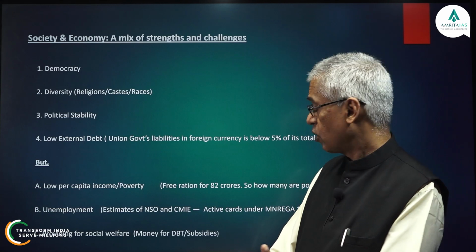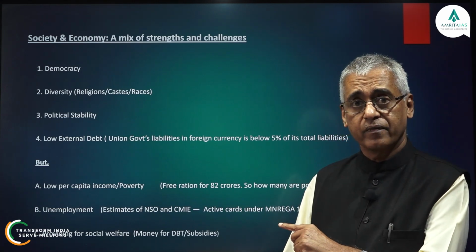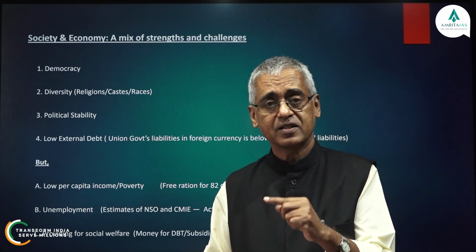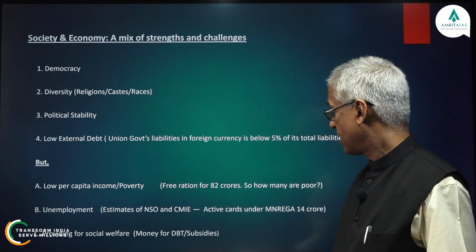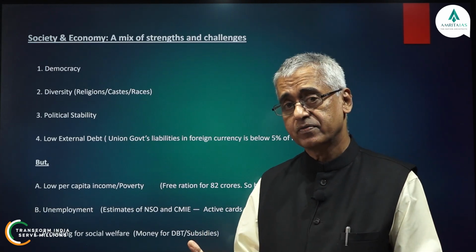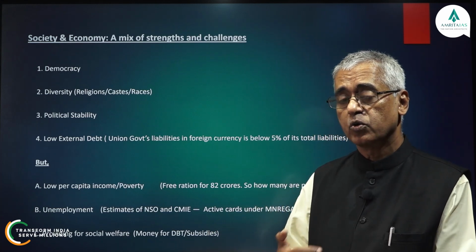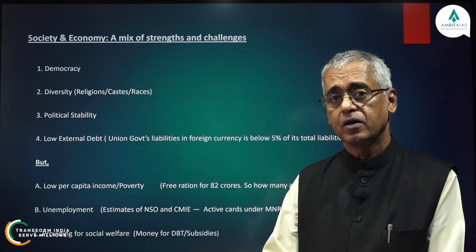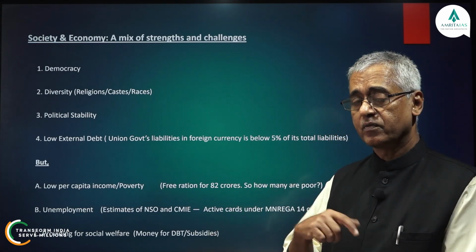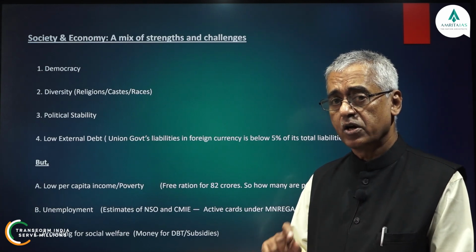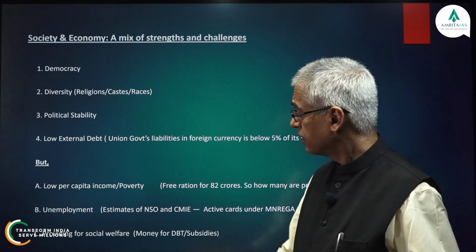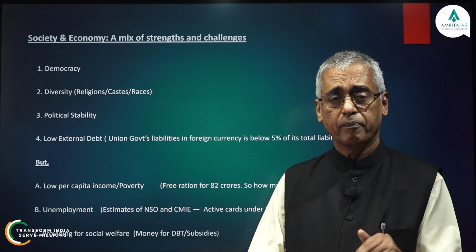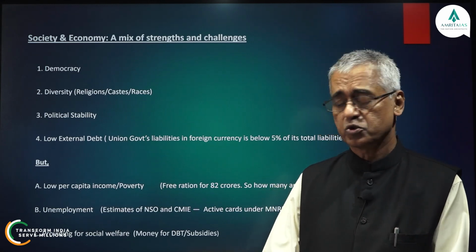But then we also have the situation of the active cards under MGNREGA, which is a job guarantee scheme in the rural areas. There are 14 crore active job card holders who are looking for employment at minimum wages under the Rural Employment Guarantee Act, the Mahatma Gandhi National Rural Employment Guarantee Scheme. The other challenges, because we have to address the problems of low per capita income and also jobs.